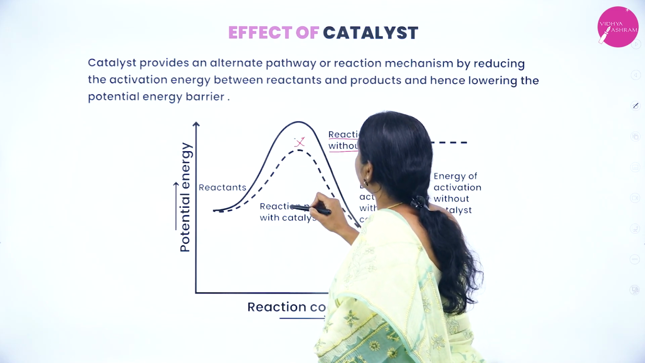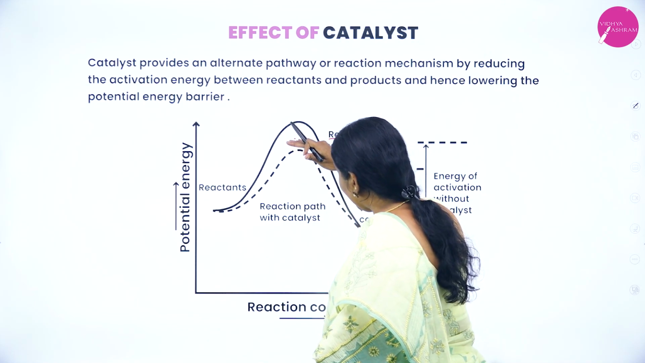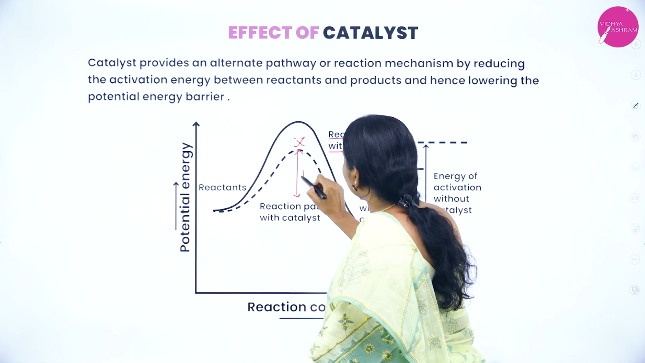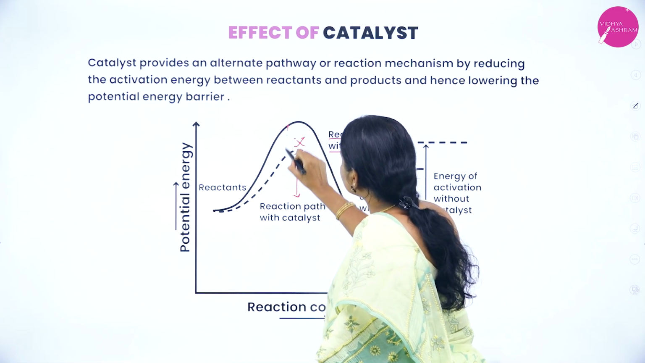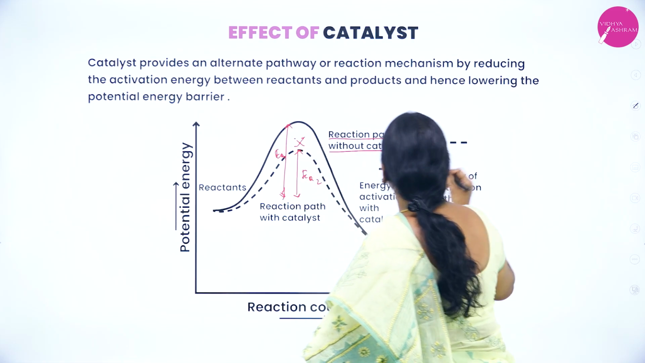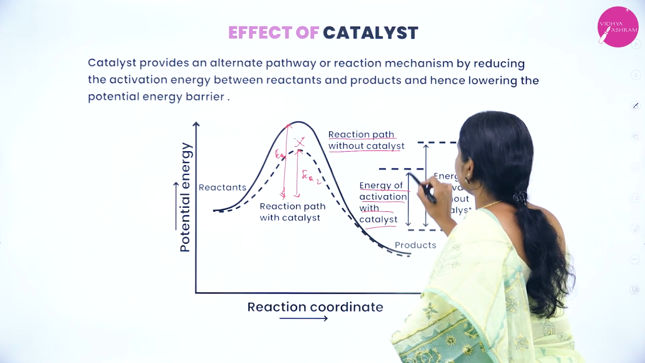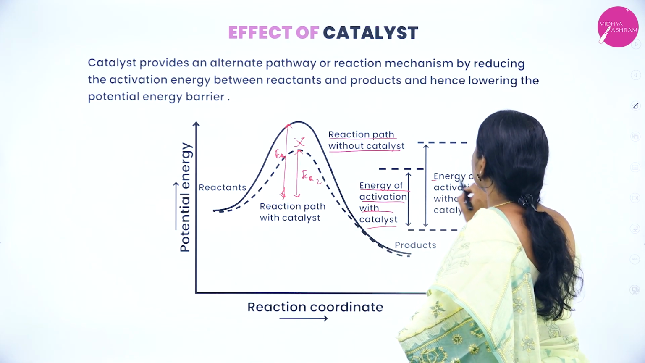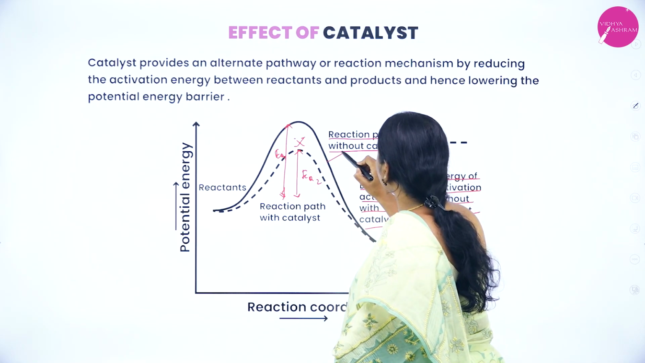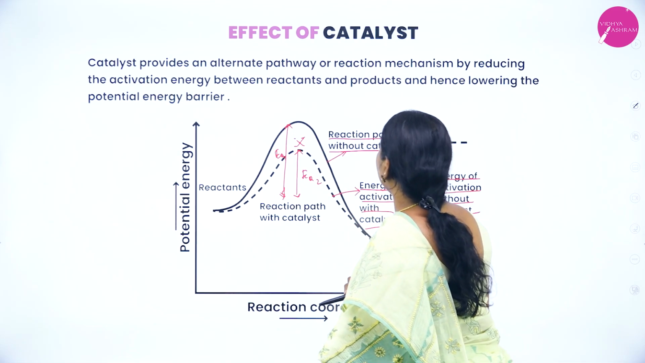What did you observe? This energy hill or energy barrier, the height decreases. This is EA2. This height is what? EA1. EA1 is the energy of activation with catalyst, this height. And this is the energy of activation without catalyst. This graph is without catalyst. This graph is with catalyst.